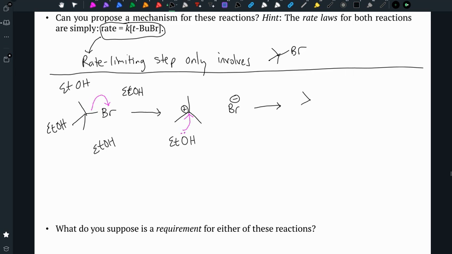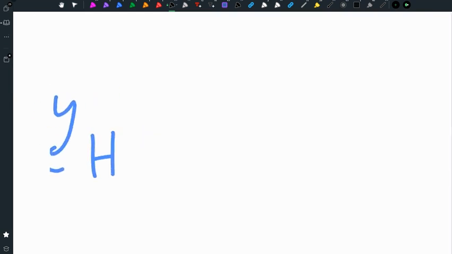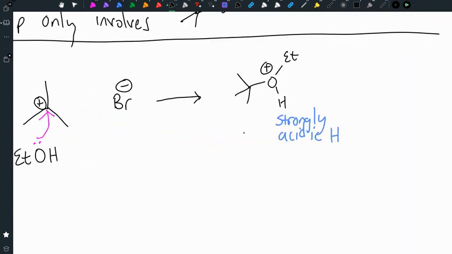If it does, then I have this intermediate, which we've seen before, this oxygen with a positive charge. This has a strongly acidic hydrogen, which means anything can come along and deprotonate it. So this is a situation where I can say better call Sol and have the solvent come and deprotonate. And lo and behold, that gives me my substitution product.